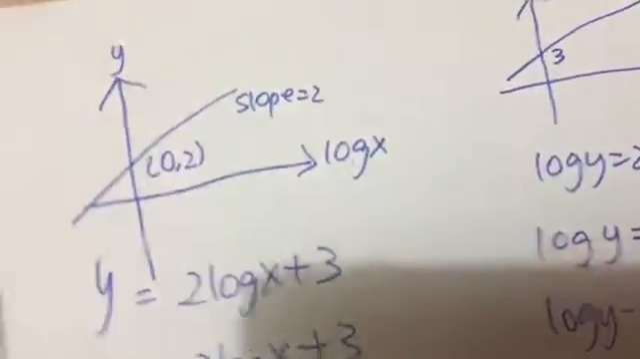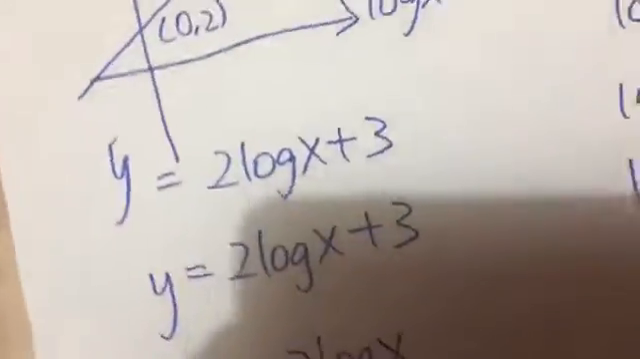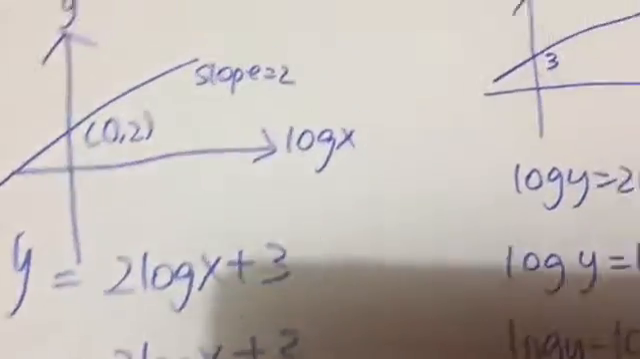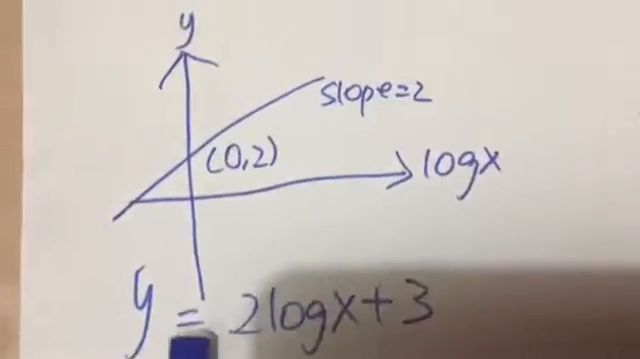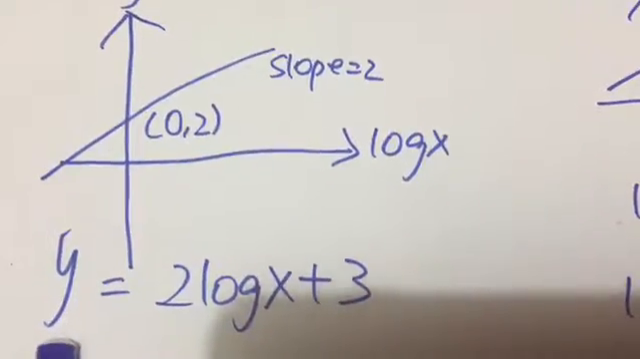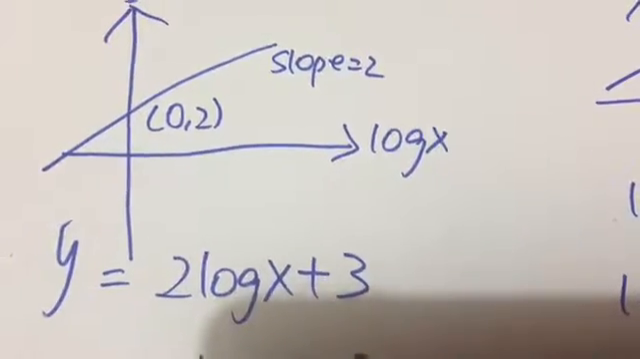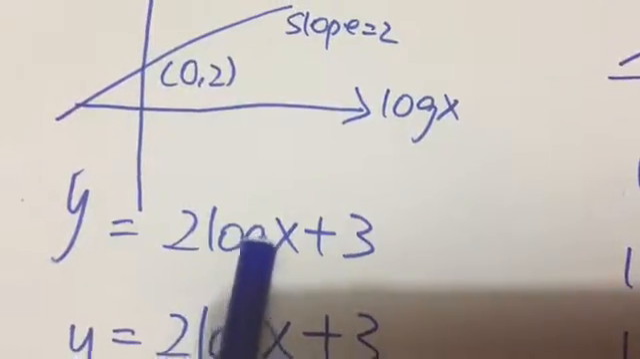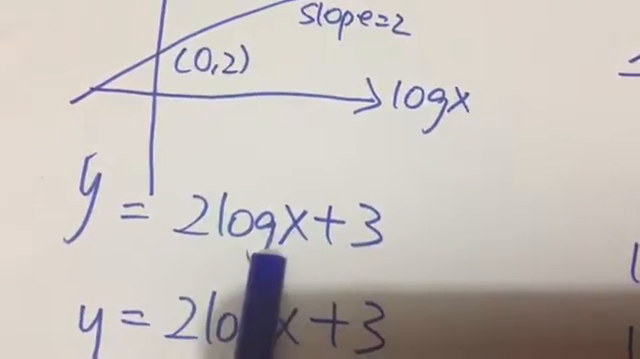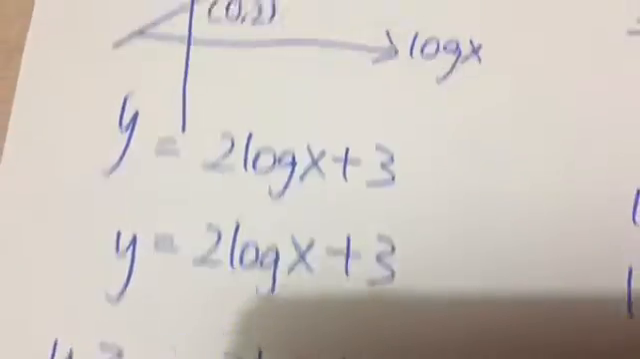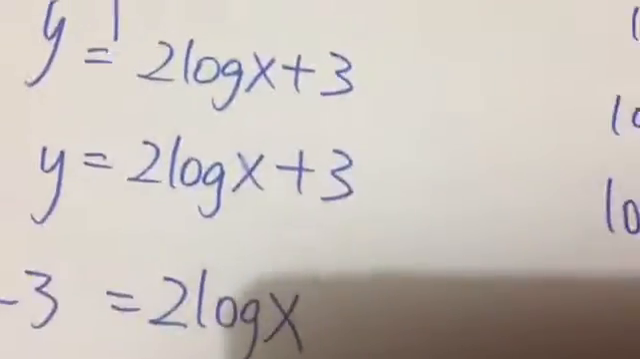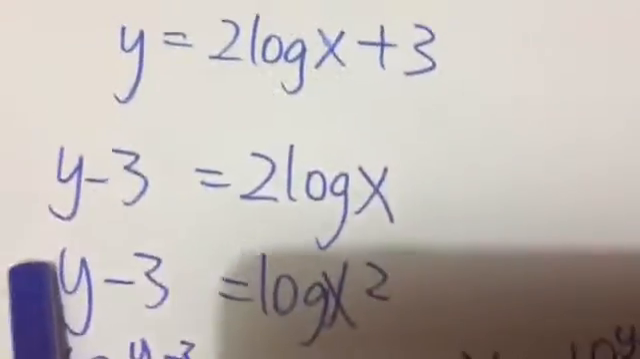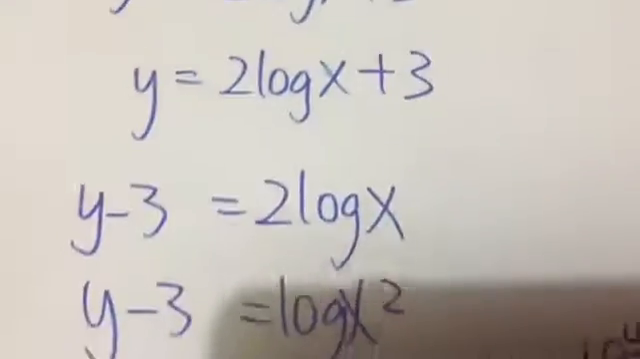I'm going to show you some questions about the graph. In this question, you can see the slope equals 2, and the provided equation is y equals 2 log x plus 3. And remember, when log has no base written, it means that the base is 10. So to solve the equation and find x, firstly you have to subtract the 3 from y, and then using the property, you can get the 2 put here.